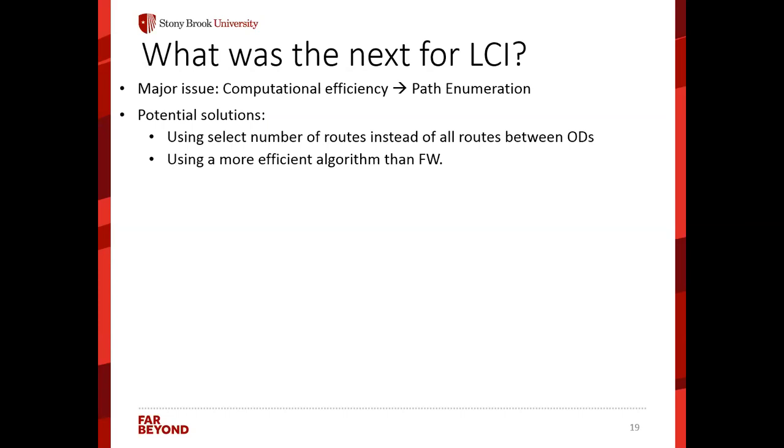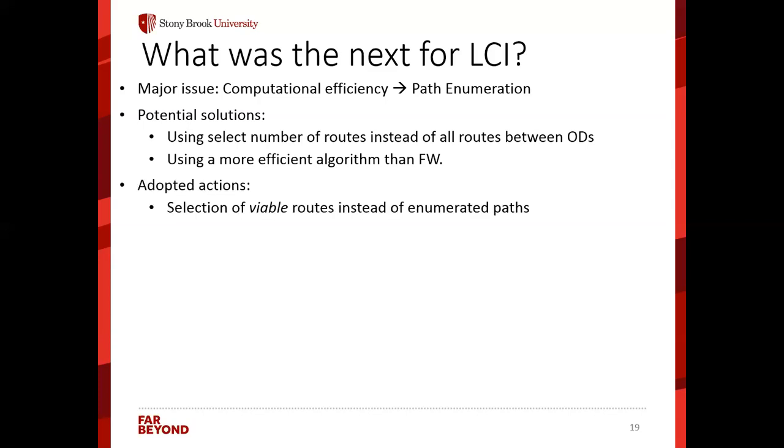One is using a select number of routes instead of all routes, basically avoiding path enumeration, and reducing the set of routes that we're going to use to calculate those weights when we're calculating the LCI. And Frank-Wolfe is one of the early algorithms for traffic assignment. It's very good, works very nicely, but it's not necessarily the best method computationally.